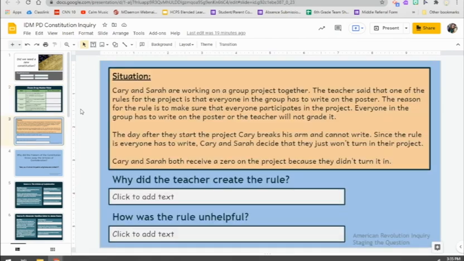And then for staging the question, in the inquiry on C3 Teachers, the staging the question is to read the preamble, but I wanted something that would hook my students. So I gave them kind of a scenario to discuss and then answer questions about as a group.